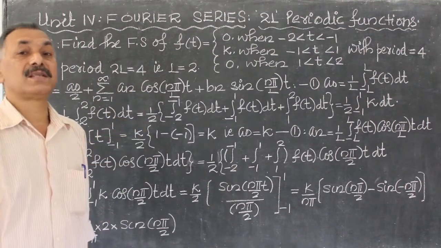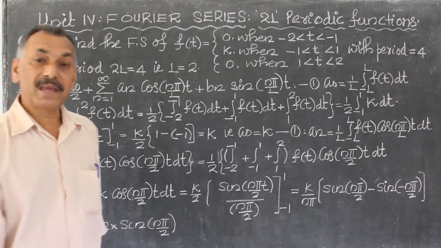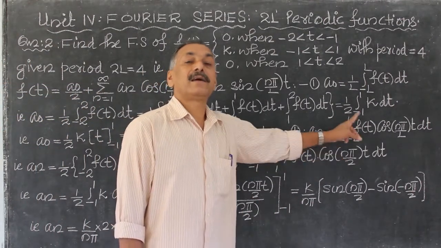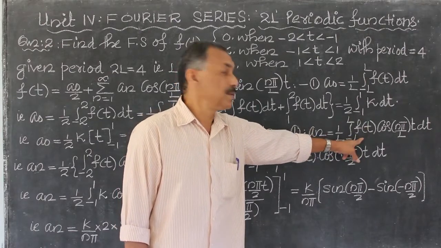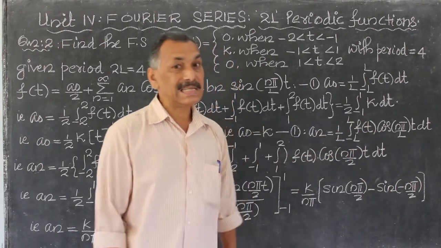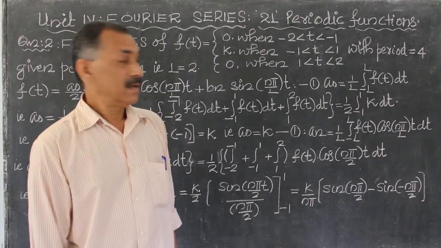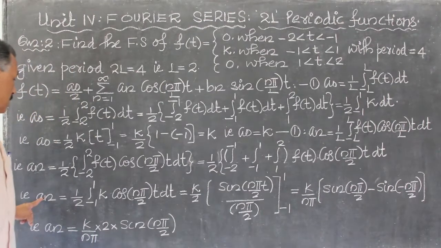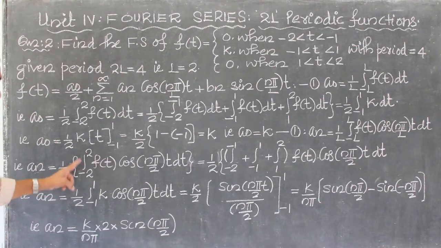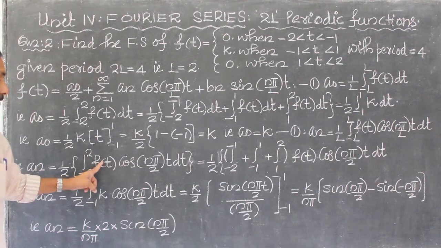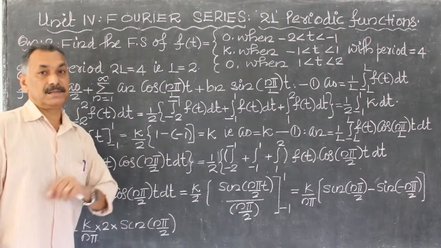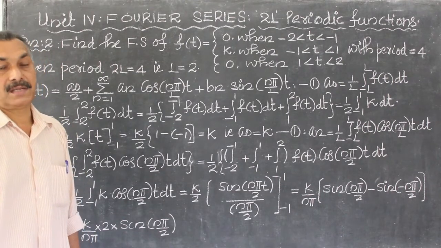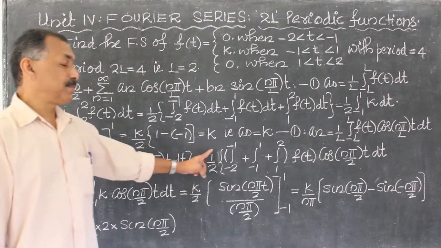Fourier series expansion: a0 is equal to k. Then what is an? an is equal to 1 by L integral from minus L to L of f of t into cos(n pi t by L) dt. Here L is equal to 2, so an is equal to 1 by 2 integral from minus 2 to 2 of f of t cos(n pi t by 2) dt.